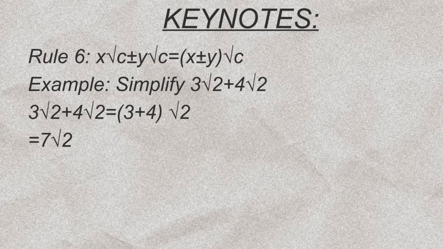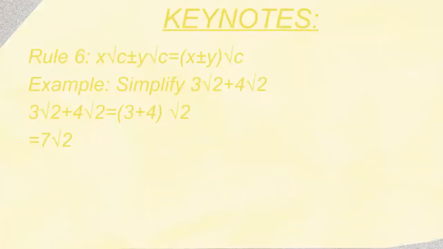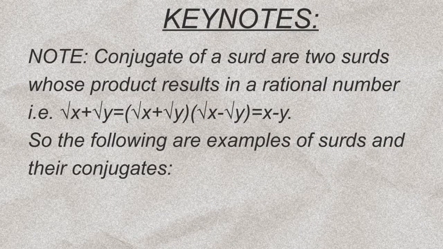Now, these are the 6 rules you need to abide by when solving questions in surds. Now, to go about this, I want you to note one thing. I found out that many students have problems with getting the conjugate of a given surd. We used to know them as surds whose product results in a rational number. That is the definition of a conjugate of a surd.